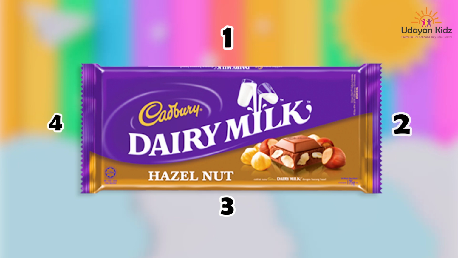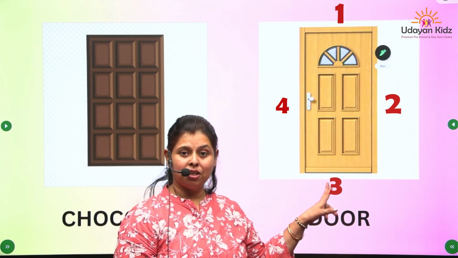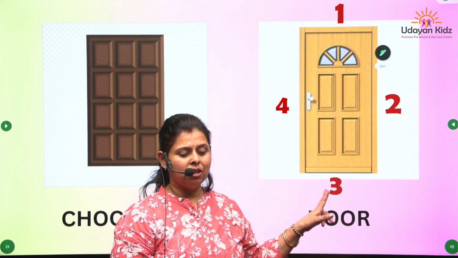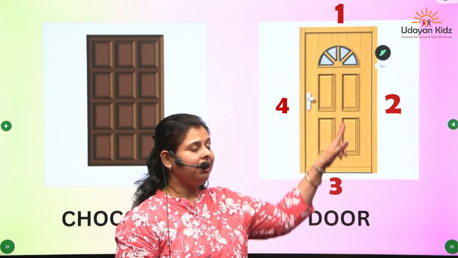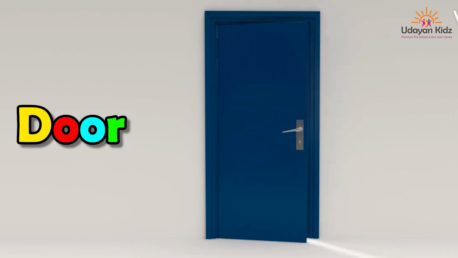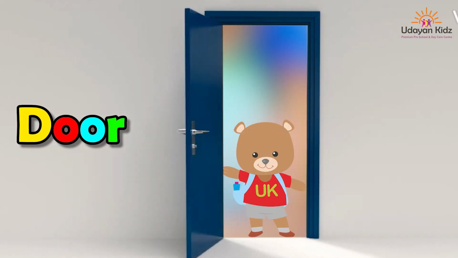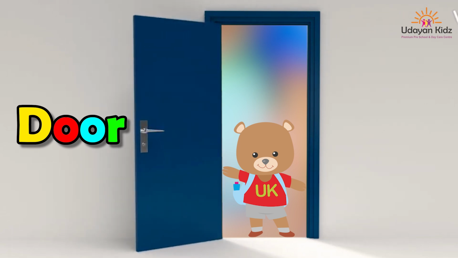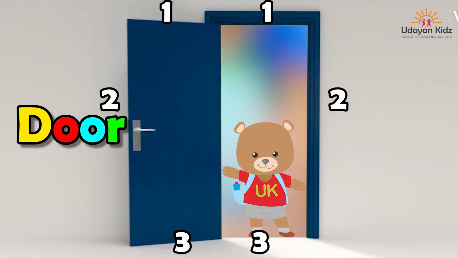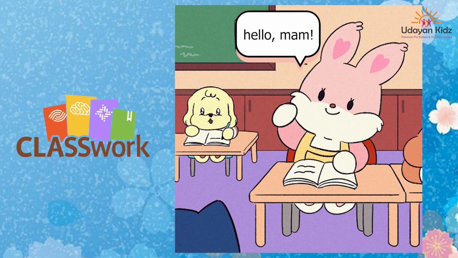It has 4 right angles. And this is a door. Door is also in rectangle shape. The door is shaped like a rectangle. Draw it in the air. 1, 2, 3, 4. Now it is classwork time.